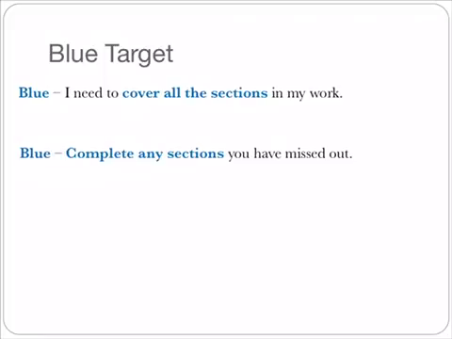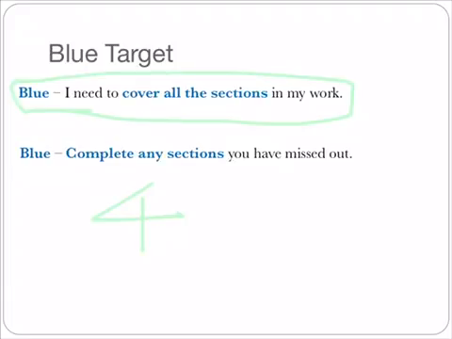Okay, so this is the blue target. Okay, I need to cover all the sections in my work. So you write that target down underneath your assessment and in your assessment sheet in the front of your book. Okay, now it's quite straightforward. For this assessment, there were 4 sections. Okay, who were the skeletons? How did they die? Who killed them? And how were they buried?